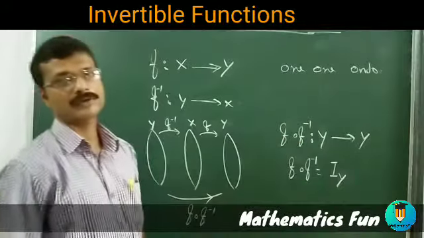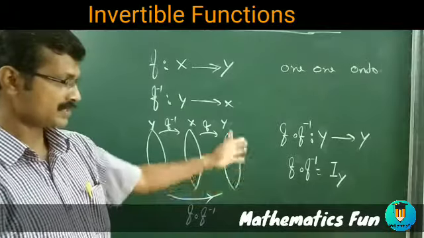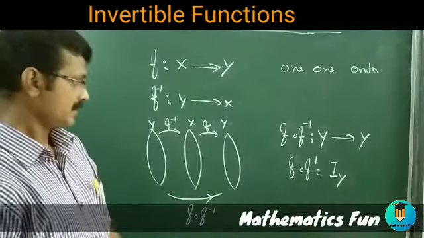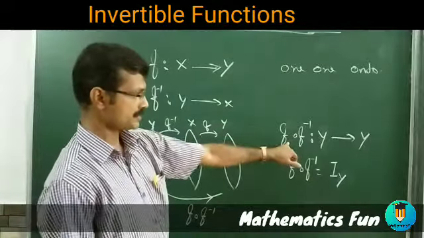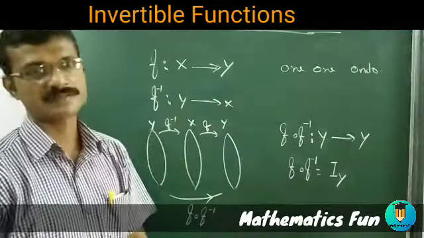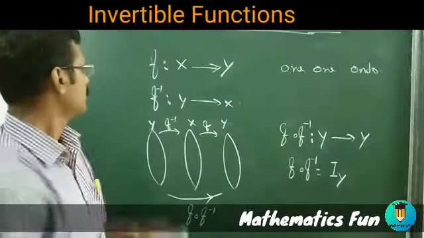That means if I go for the composition of a function and the corresponding inverse function, it always comes as the identity function. This result you have to remember. That is, the composition of a function with its corresponding inverse is equal to the identity function. This is one of the results.